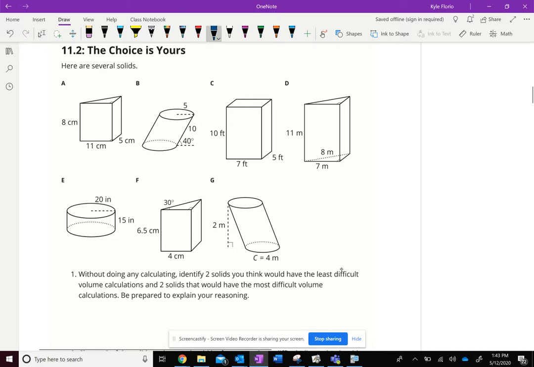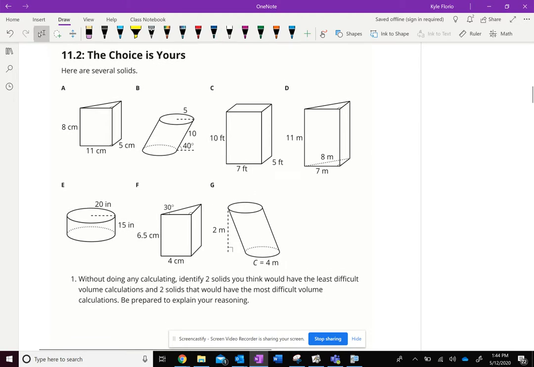Without doing any calculating, identify two solids you think would have the least difficult volume calculations, and two solids that would be the most difficult volume calculations. Be prepared to explain your answer. So which one of these are easy and which one's hard? And you have to pick two of each, but I'll go through each one.